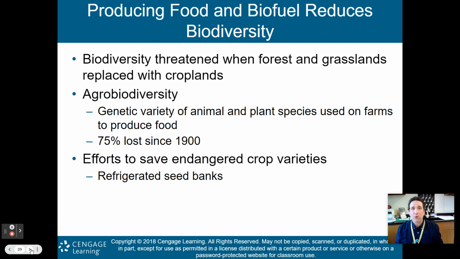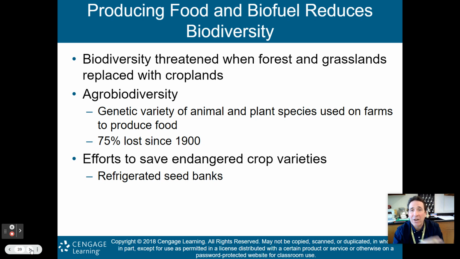Producing food and biofuel reduces biodiversity. We talked about this, right? Biodiversity is threatened when forests and grasslands are replaced with cropland. So agrobiodiversity, the genetic variety of animals and plant species used on farms to produce food, we've lost 75% of that since 1900. Efforts to save endangered crop varieties, something called refrigerated seed banks, are being put into effect to try to save some of these crop varieties. But again, 75% have been lost because we're using monoculture now, or just one type of crop.